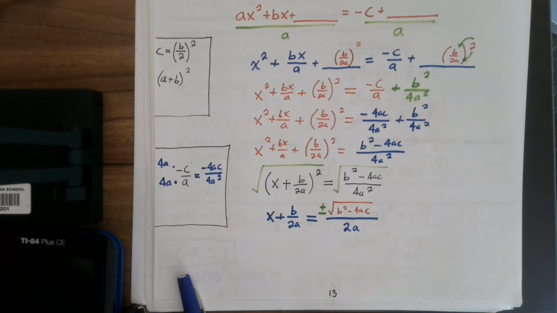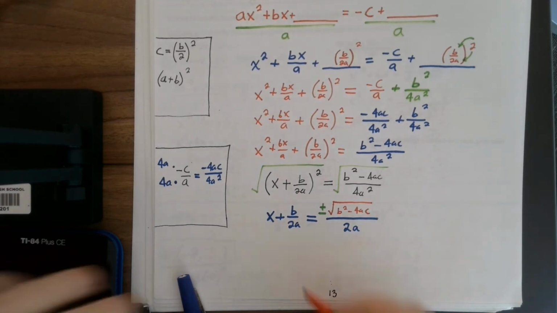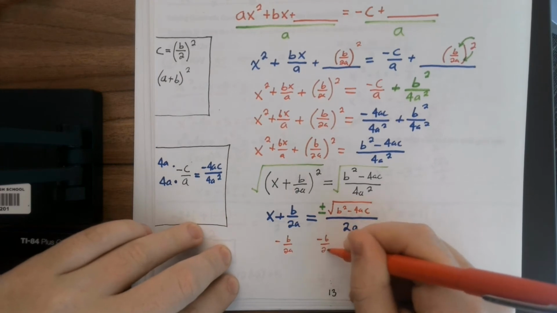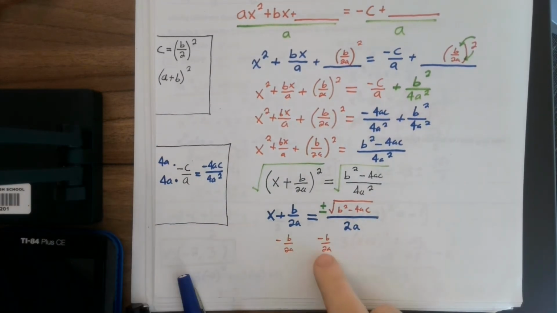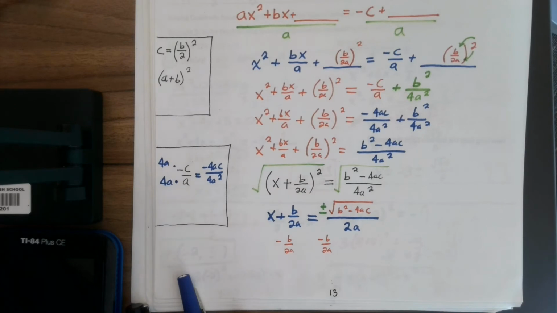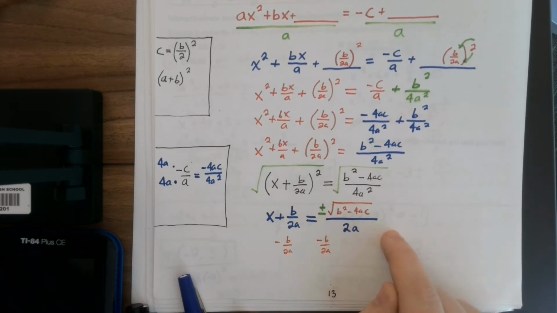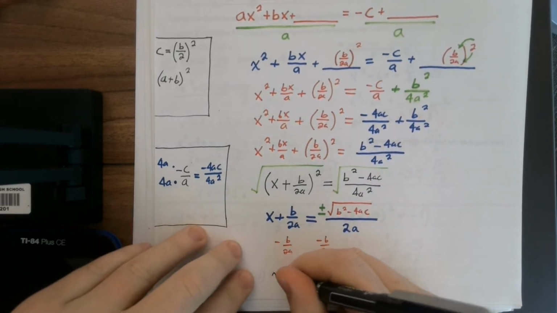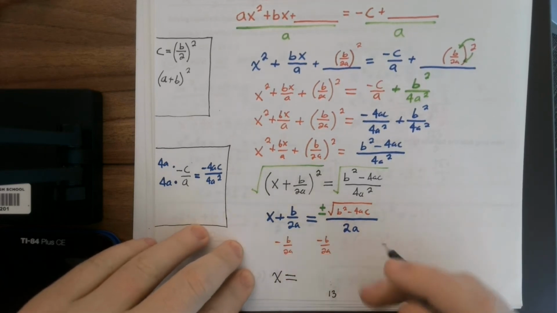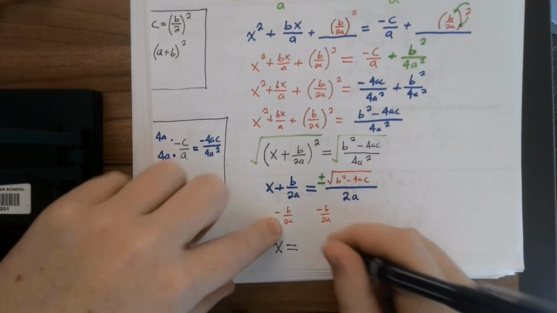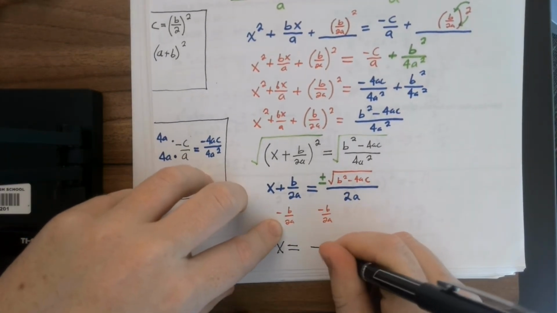Well, what's the last step we need to do? To get x by itself, we subtract b over 2a from both sides. And once again, we have a situation where the denominators are the same. It's negative b over 2a plus or minus this over 2a. So we can rewrite this as x equals, instead of writing it as negative b over 2a and then this over 2a, we can just put it all over 2a because they have the same denominator.